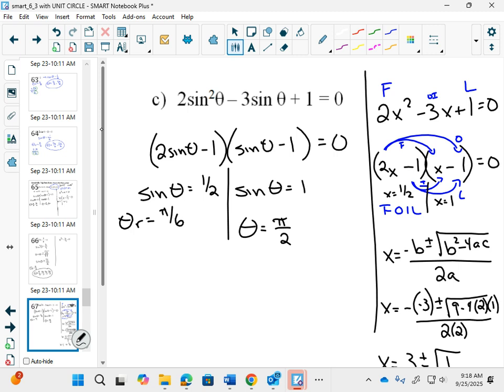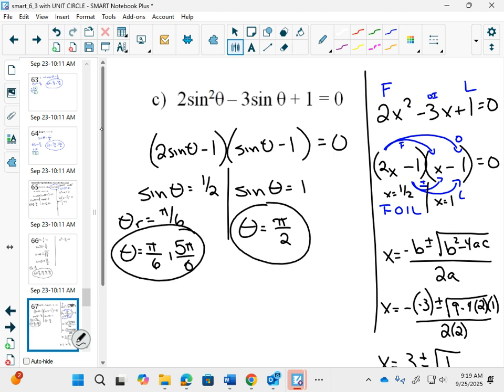Again, this is where having sine of pi over 6 memorized to half makes this one super easy. I know my reference angle is pi over 6. What quadrants am I looking in? Positive, so quadrant 1 and quadrant 2. And this question has 3 answers.